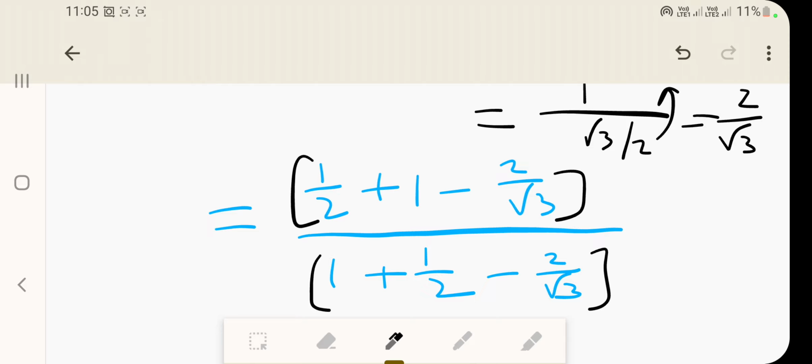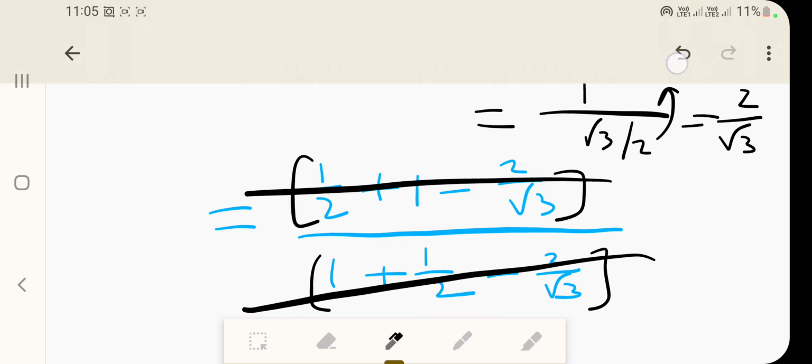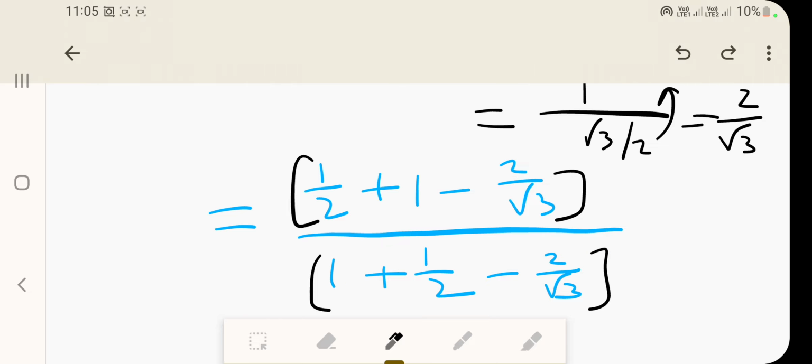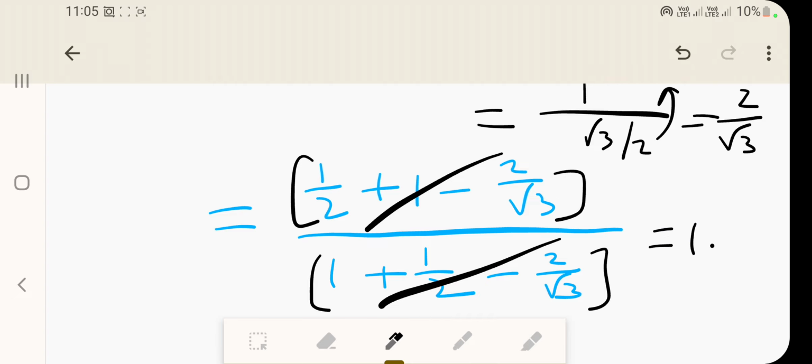No need, because the numerator and denominator will get cancelled because both are the same. 1 by 2 plus 1 minus 2 by root 3, 1 by 2 plus 1 minus 2 by root 3, numerator and denominator are the same, so we can cancel and we get 1. That is the answer. Okay, right.